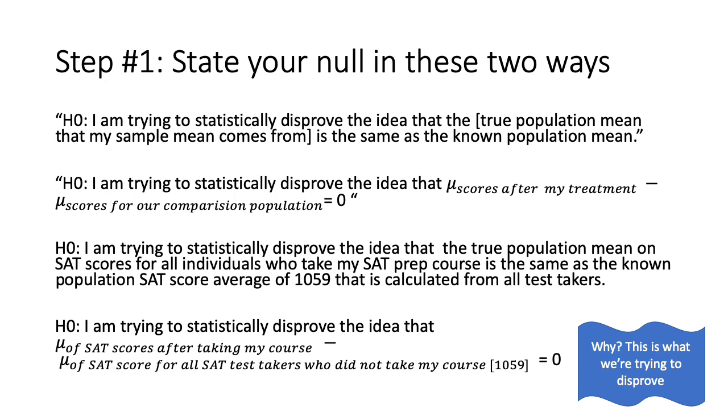We need to realize that science works through disproof, and it is this null hypothesis that we are trying to disprove. We are trying to disprove the hypothesis that the true population mean of everyone who takes my SAT course minus the true population mean of everyone who does not take my SAT course equals 0. I want to disprove that there is no difference between my course and anyone who does not take my course.